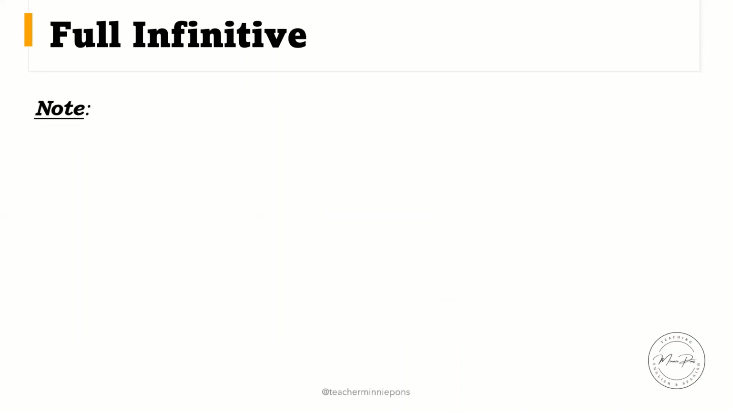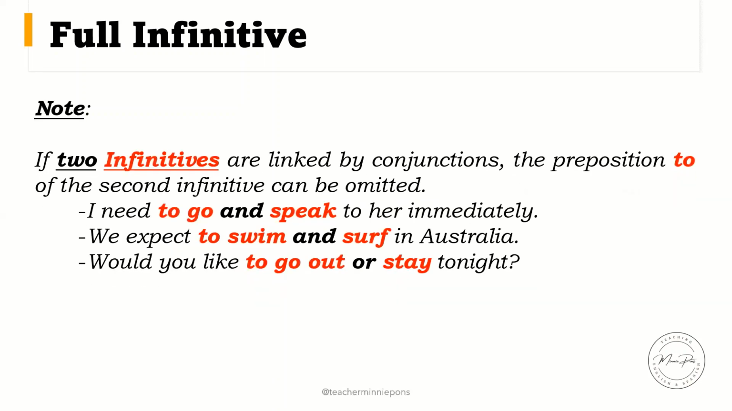An important note. If two infinitives are linked by conjunctions, the preposition to of the second infinitive can be omitted. For example, I need to go and speak to her immediately. We expect to swim and surf in Australia. Would you like to go out or stay tonight?